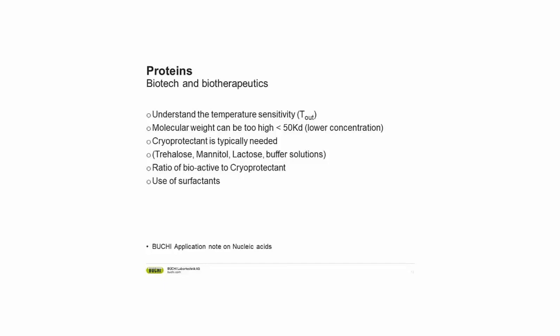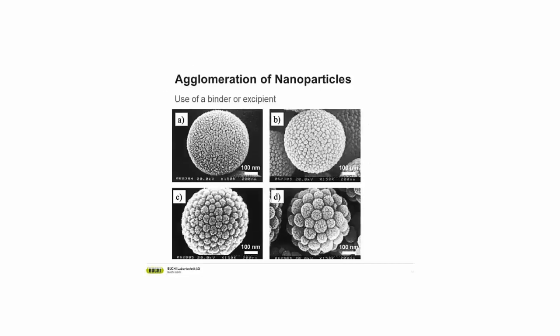Commonly used cryoprotectants can be trehalose, mannitol, lactose, and some buffer solution. And you will need to work on the ratio of your bioactive and the protectants. Also, sometimes you will need to use some surfactants. And then again, once you've figured that all out, you will be able to spray dry your product, and you will need to set your parameters so that the outlet temperature of your spray dryer is lower than the sensitivity of the product.